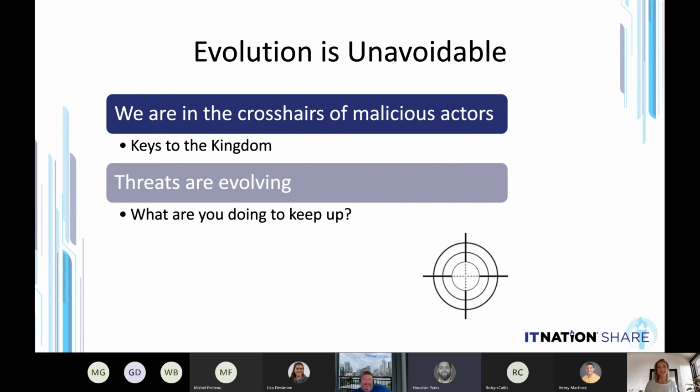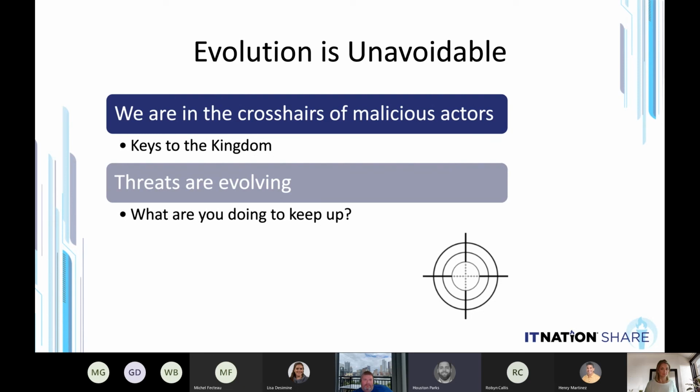So evolution is unavoidable here. The fact of the matter is, threats are evolving, and it's not just the threat itself, but the target. As IT solution providers, you are all in the crosshairs of malicious actors. These malicious actors, whether they are a single entity or a group, are targeting MSPs in search of those keys to the kingdom.